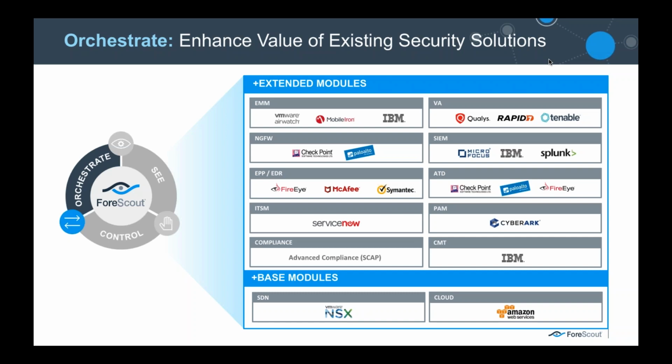And then from an orchestration point of view, we have a number of different extended modules where we're working with our business partners, different vendors who allow us to share the contextual information we have about every IP addressable device that sits on an organization's network. We'll share that information with third parties, and we're going to look at how we do that with Check Point.